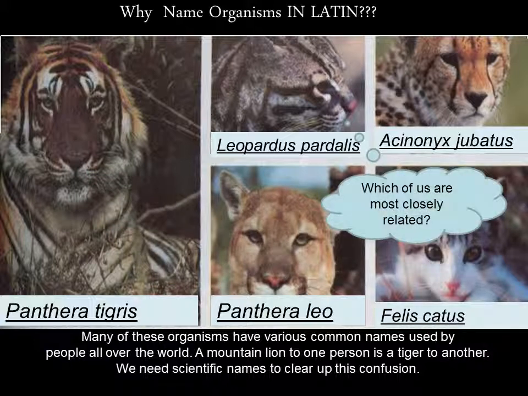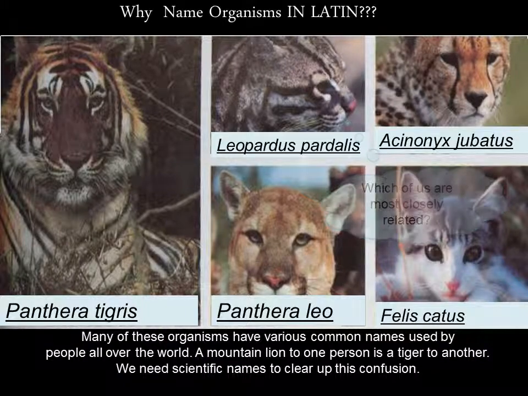The names give us lots of other information as well. For example, you can find out which ones of these cats are most closely related by looking at the first part of the name. This represents the genus of the organism. So in this case, we have two members of the same genus here. Panthera, Panthera. So these two cats are more closely related to each other than they are to these three here.